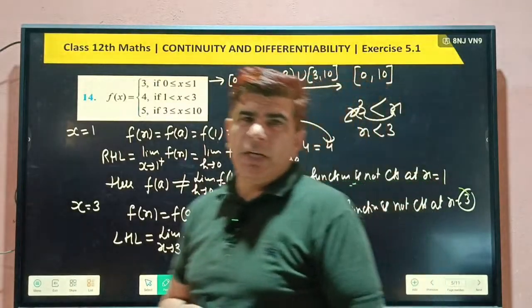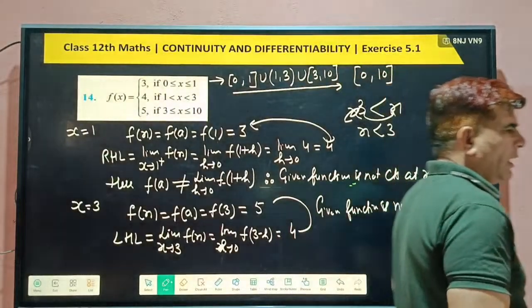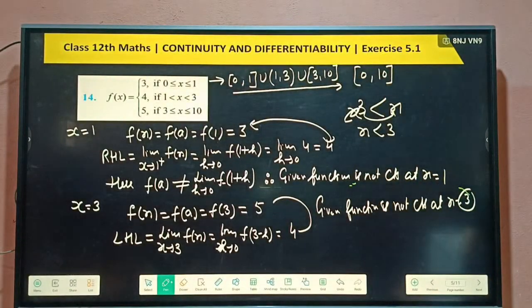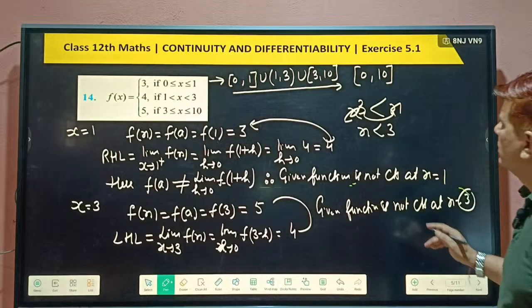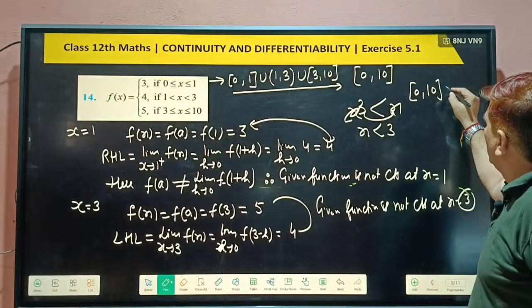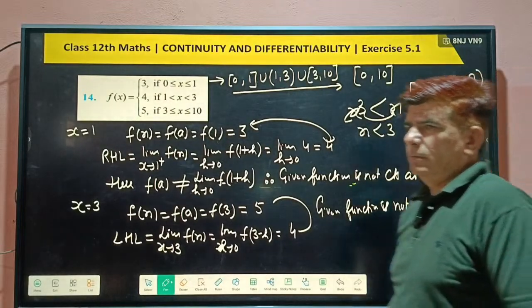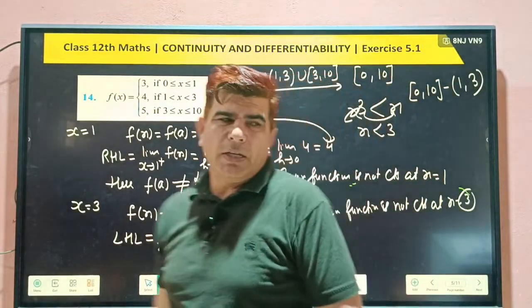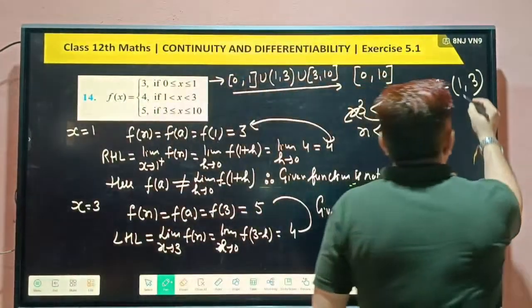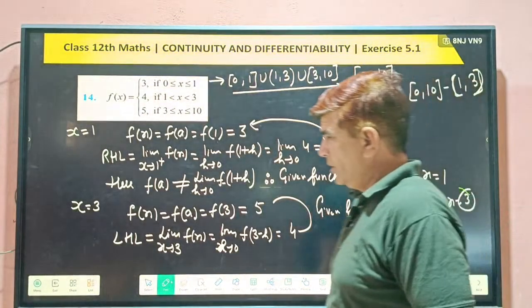It is not continuous at 1, and 3 also not continuous. So what can we say? What do you have to tell? So this function is not continuous. Where? In this interval 0 to 10, what can you include? Minus what? 1 and 3. But you can take 1 and 3. 1 is also included and 3 is included.